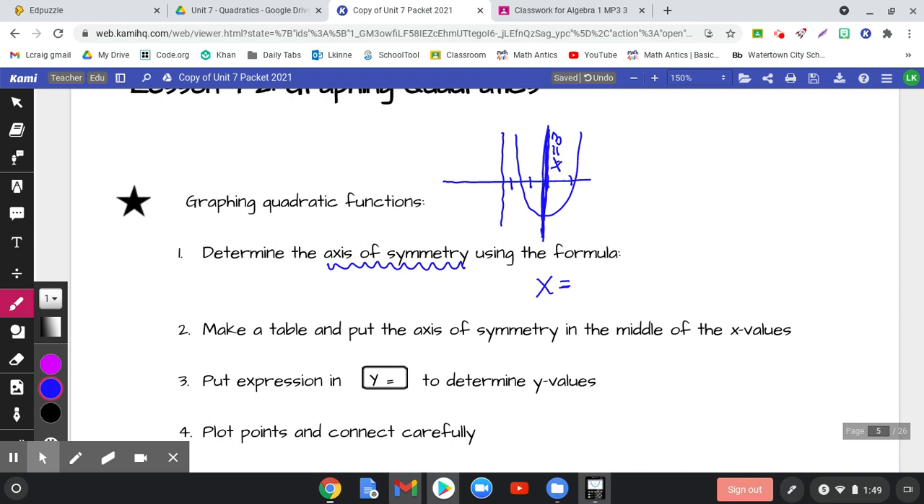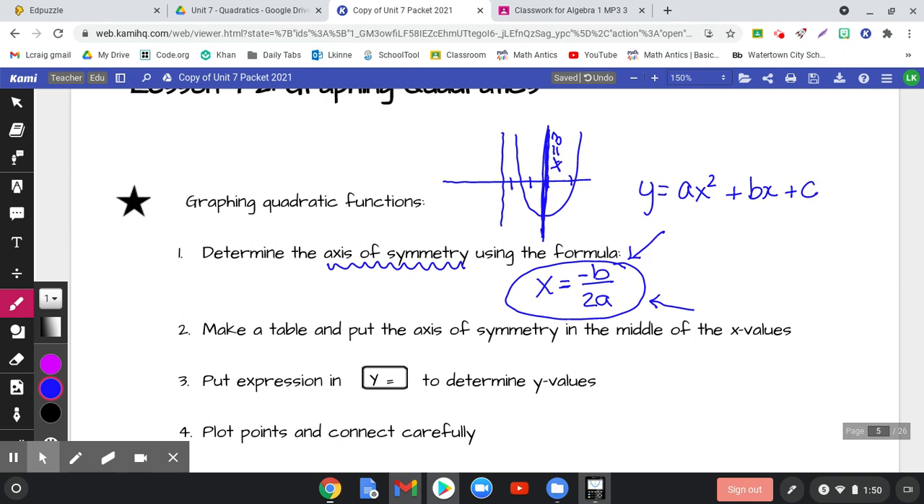X equals, because it's going to be x equals a number, -b over 2a. X equals -b over 2a. That's the formula for axis of symmetry. Definitely want to know that. Now you might say, well, where do those letters come from? Think back to your standard form. Y equals ax squared plus bx plus c.